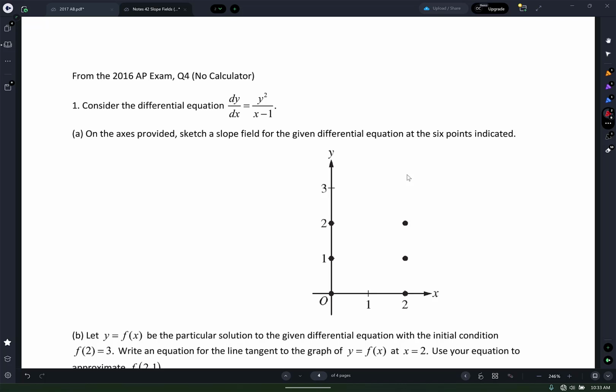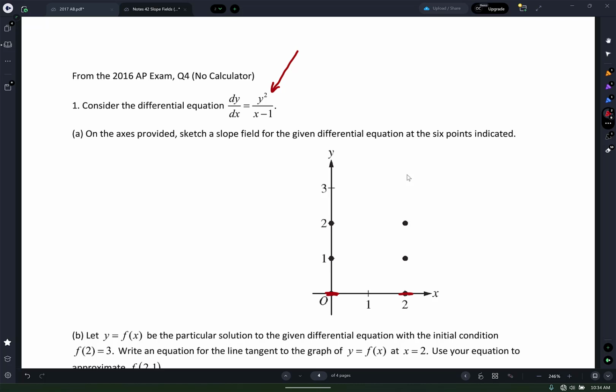Are we cool? All right, here's what I would do first. I would plot where the slopes are 0. That's really simple. All I have to do is find where y equals 0 because I have a numerator of y squared. 0 divided by anything is 0, right? So where is y 0? Right on the x-axis. 0, 0. Do not put a 0 at x equals 1. Just at the points indicated.